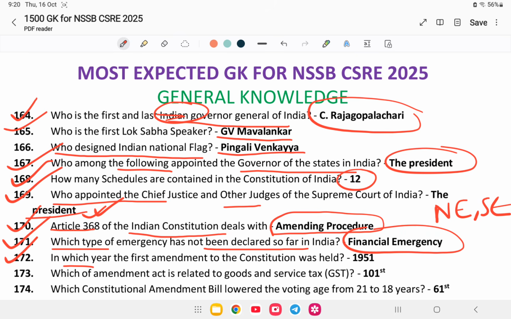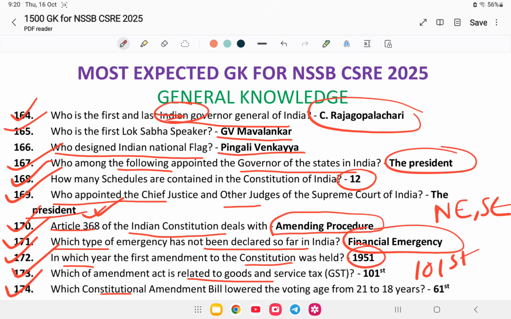172. In which our first amendment do 1951. The amendment means constitution to changes anala 1951. 173. Which of the amendment act is related to the goods and service tax? That is GST to kuntu la amendment act 101st amendment act pa initiate kuse.